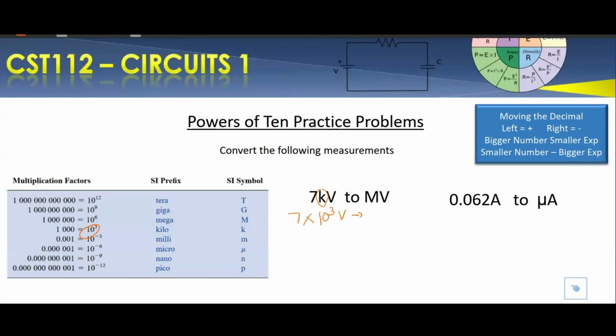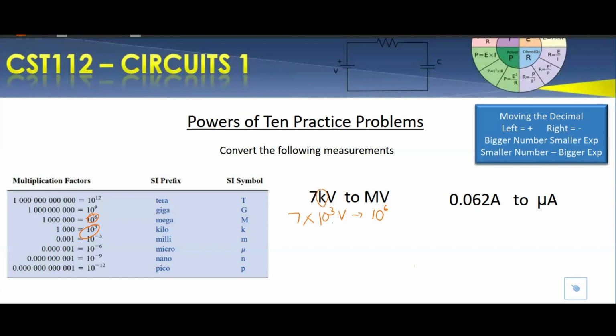And we want to go to megavolts, which is 10 to the 6, which is the capital M, mega. The power of 10 is 10 to the 6. So what are we doing with the exponents if we convert it? Or what are we doing with the power of 10 if we change it from 10 to the 3 to 10 to the 6? Well, we're making the exponent larger. So what do we need to do with the number? Make the number smaller. So we always do the opposite.